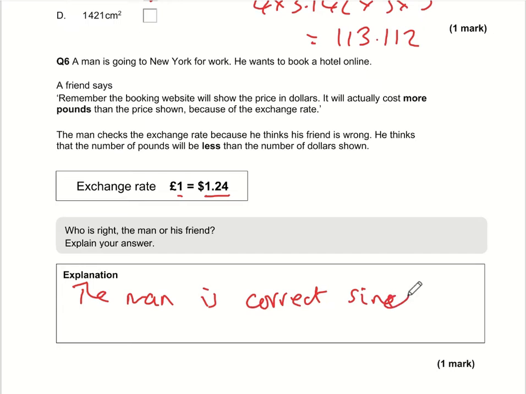Since 1 is less than 1.24, that will be fine.